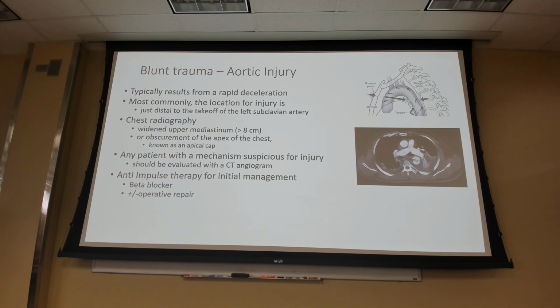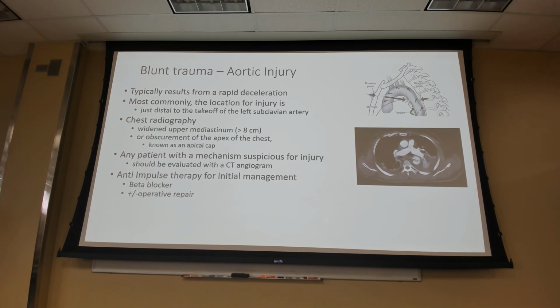We might see multiple findings on chest X-ray that can be indicative of this. They have that loss of the aortic knob. If we have an NG tube, there might be some deviation. They might have an apical cap, or we might see widening of the mediastinum or other indicators that they could have an aortic injury, and we need to immediately get that repaired.